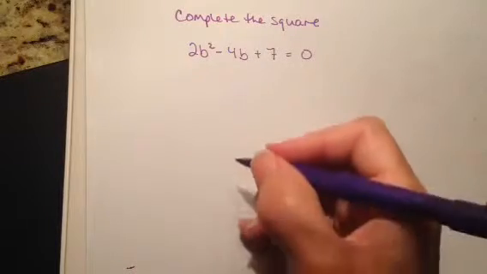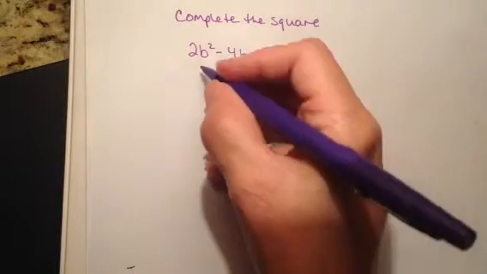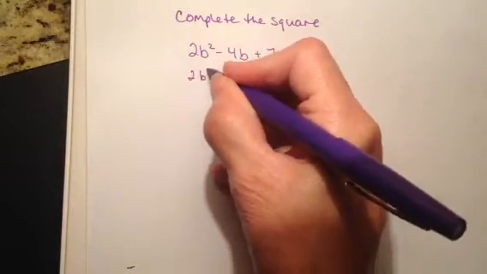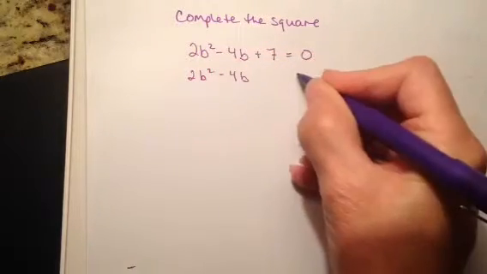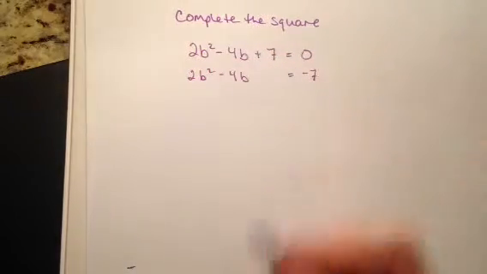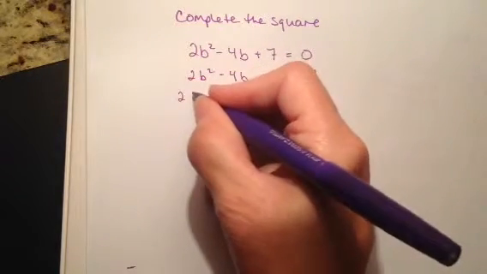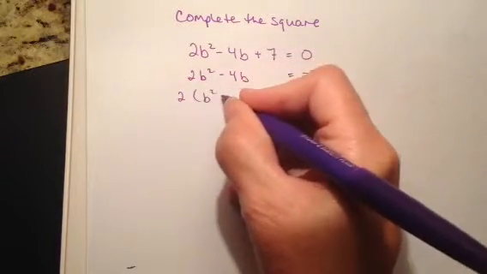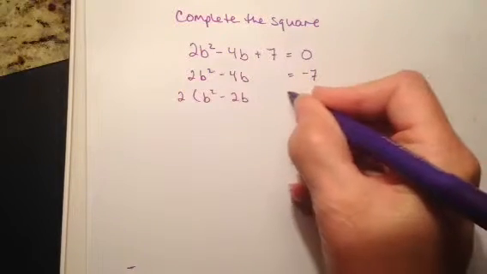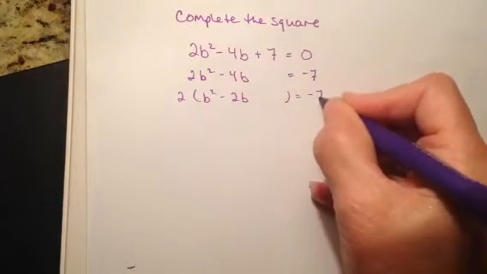Another example of completing the square. The first thing I'm going to do is move the 7 over, so I get 2b squared minus 4b equals negative 7. The next thing I'm going to do is factor out a greatest common factor here, so I have 2, and then I have b squared minus 2b, leave a space, equals negative 7.